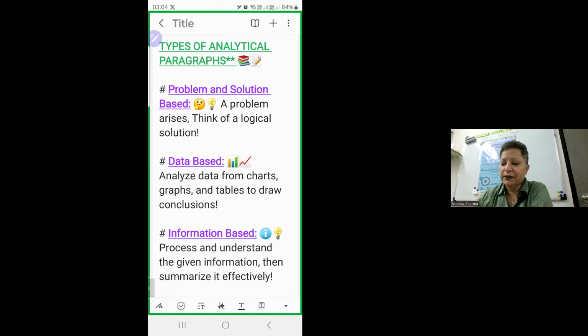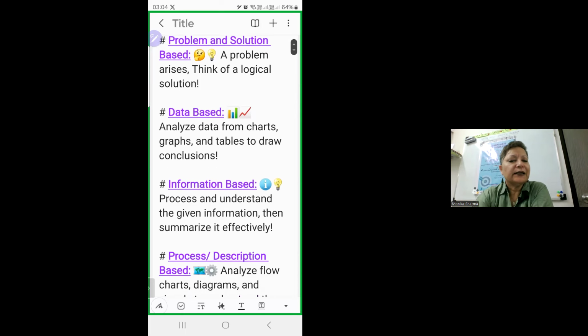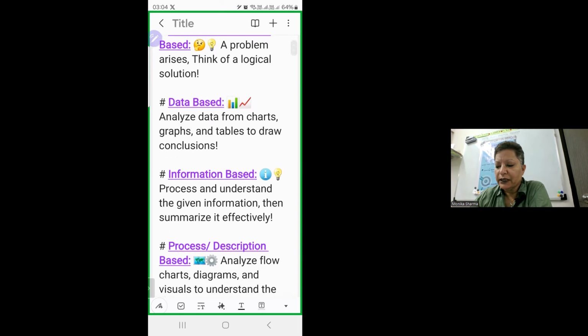The next one is data based. When I say data based, you are given a chart. A chart can be in the form of a bar graph, any kind of line graph, or a table. On the basis of that, you have to draw comparisons, draw similarities, bring out the differences, talk about the trends, and then draw some conclusions.